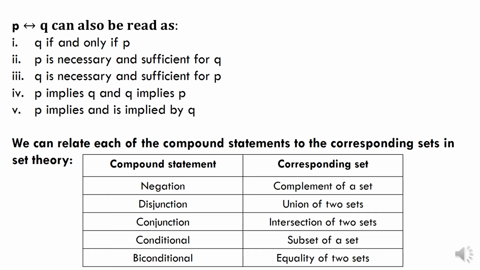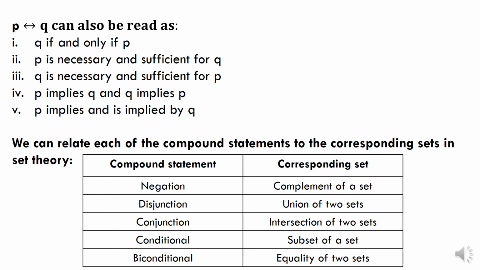Now that we have studied all the connectives, we have studied conjunction and disjunction, negation, not, conditional, if then, and biconditional, that is, if and only if. We can relate each of the compound statements to the corresponding sets in set theory. Now here in the following table, the compound statement and the corresponding set is given.